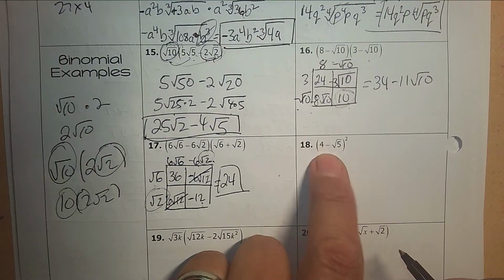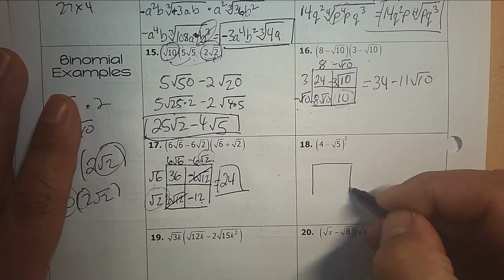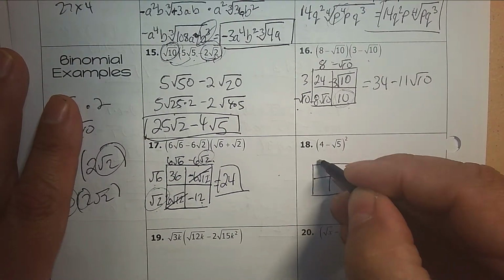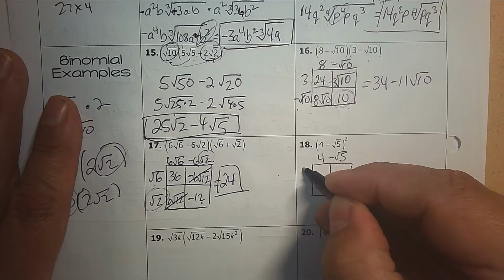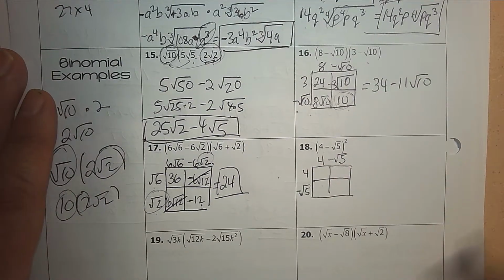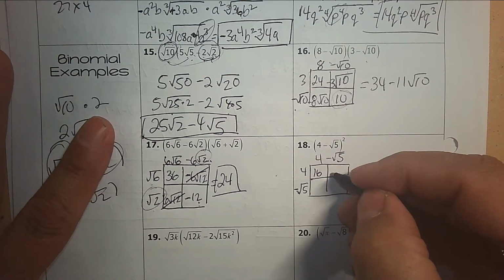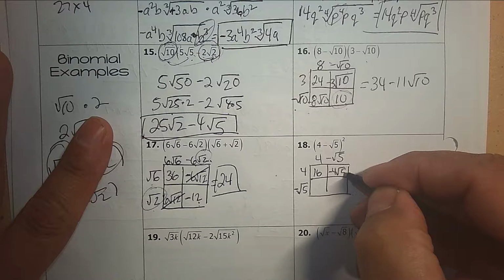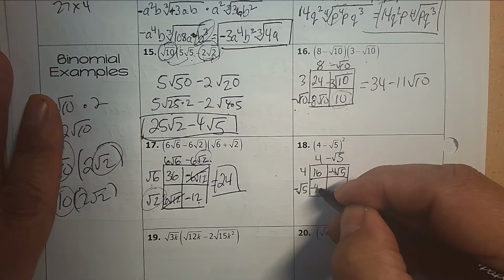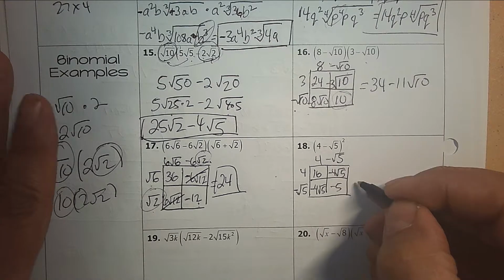Hey, how do I square this binomial number? It just means that 4 subtract root 5 is on the top and on the side, right? Can you multiply this out? That's 16, negative 4 root 5, negative 4 root 5, and negative 5.